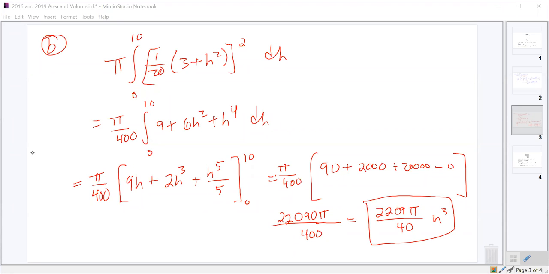Good or no? Good. 1 point for the correct setup, 1 point for the correct antiderivative, and 1 point for the correct final answer. Any other questions on part B there?